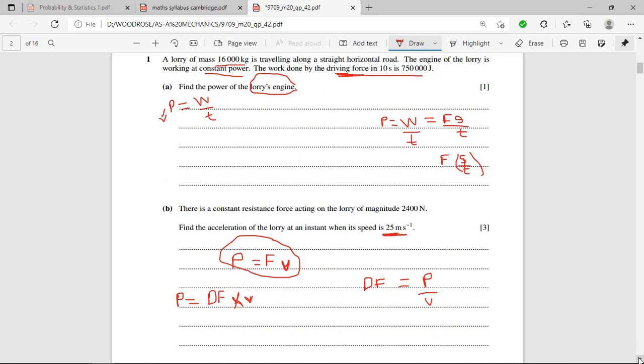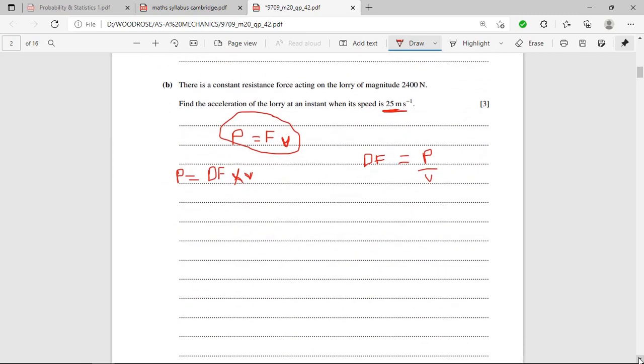After finding the driving force, the question says find the acceleration. So suppose this is our lorry.